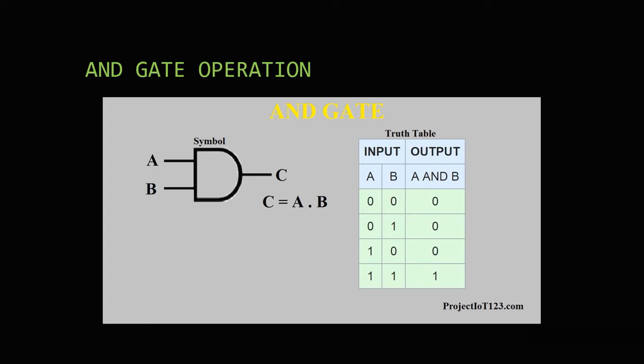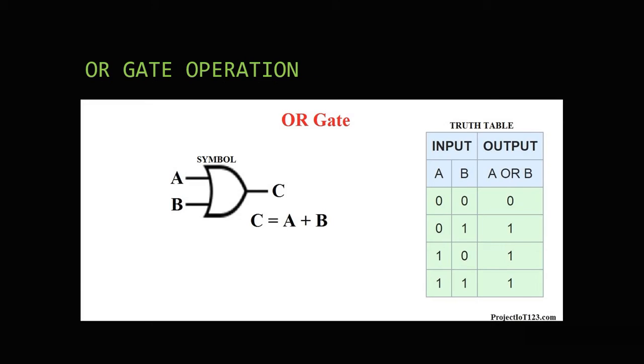An AND gate is basically a gate that performs the multiplication operation, and as you can see, this is the truth table that shows us the operation of the AND gate. The AND gate will give us a high output if both of our inputs are high. So this is the operation of the AND gate.